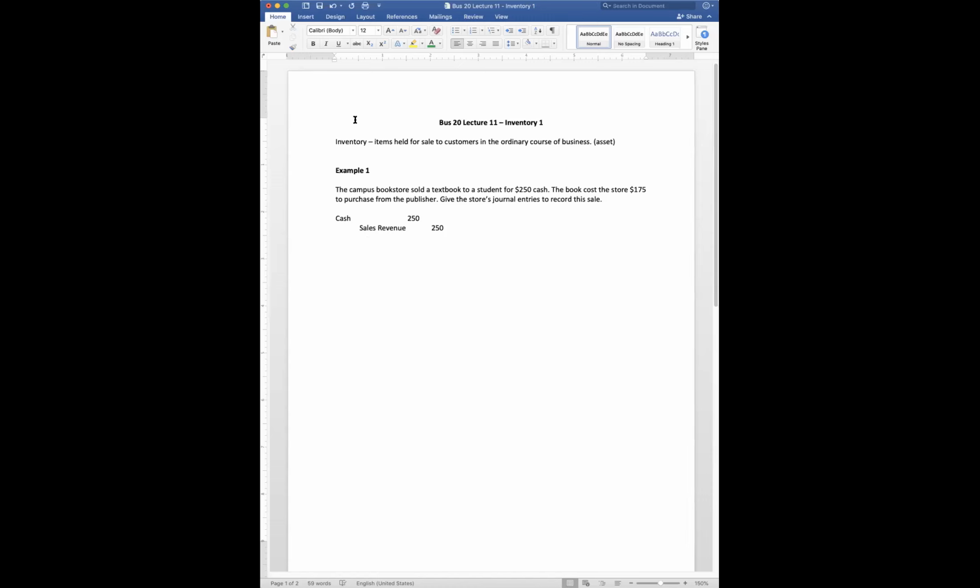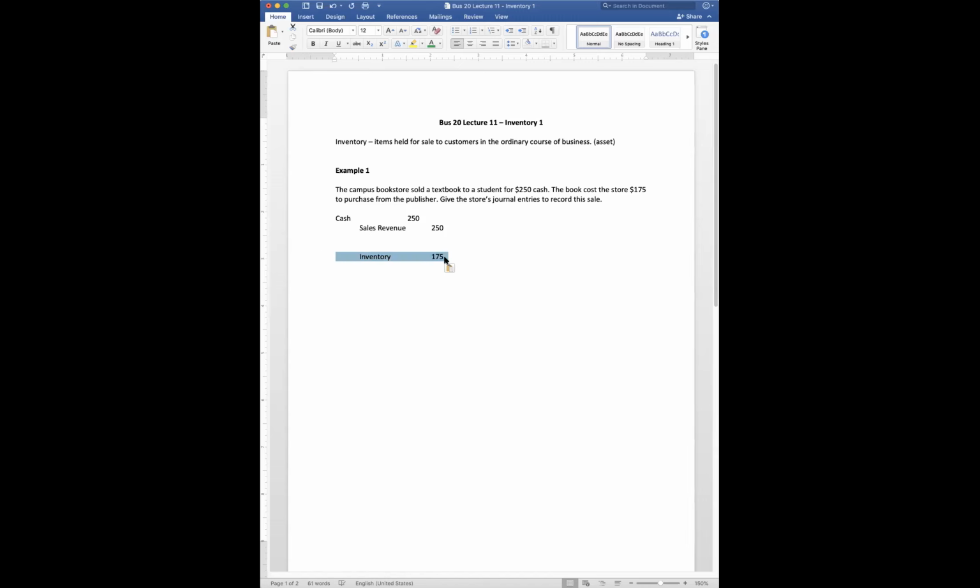However, we have this new account to think about, inventory, which is an asset. So when we sell the textbook, the student takes the textbook and leaves the store with it. So our inventory asset goes down. So we are going to have a second journal entry with a credit to inventory. And that credit will be for $175, which is the cost of the book, the cost of the asset. This is the historical cost, what we paid to acquire it.